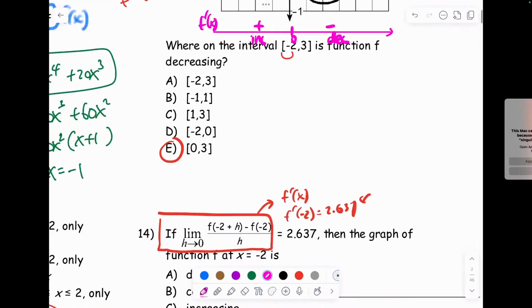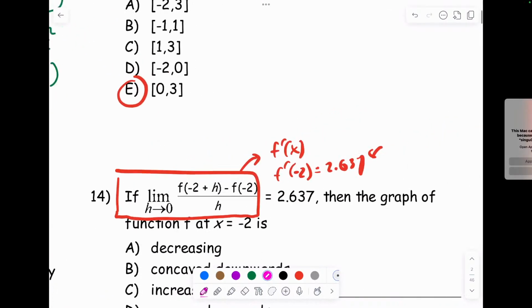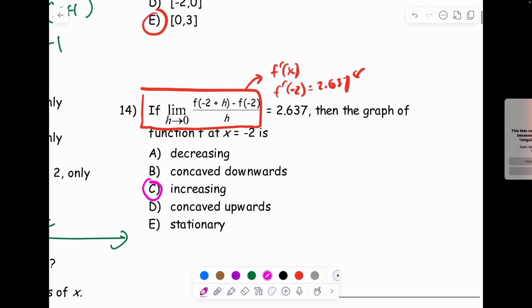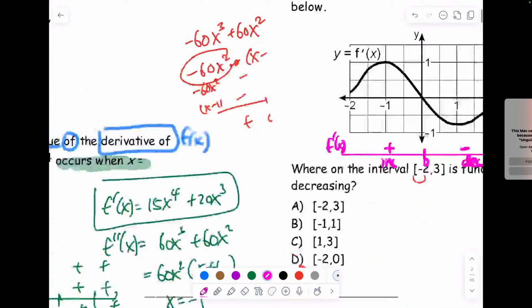I want to go over this question here. Now, this question is C. You guys chose C? 14. Yeah. Okay, so what does this mean to you? You have to understand this means f prime of x. More specifically, they mean f prime of negative 2, because this is a negative 2. Then you'll get 2.637. That's positive, and that's positive, so it's increasing. Good.